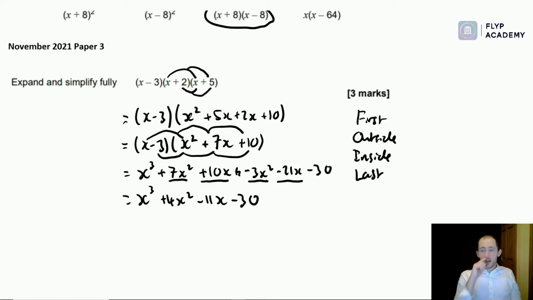So 3 marks. I don't think that's too bad. You just need to be very meticulous. So make sure that everything's timesing everything else. And you're good to go.